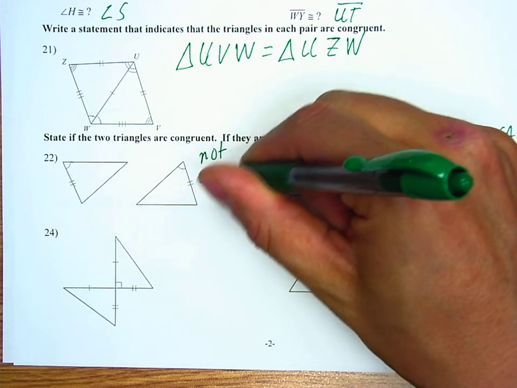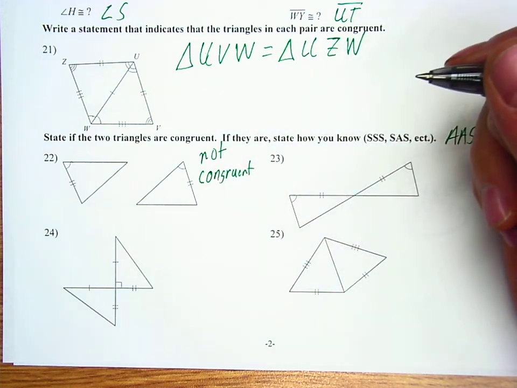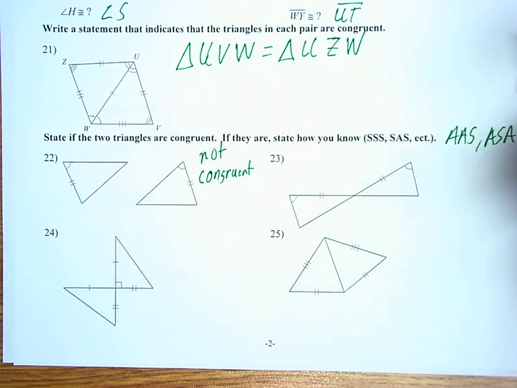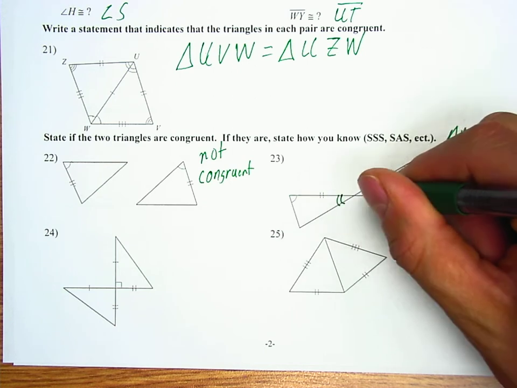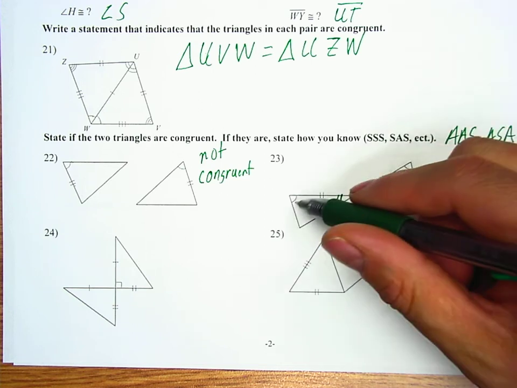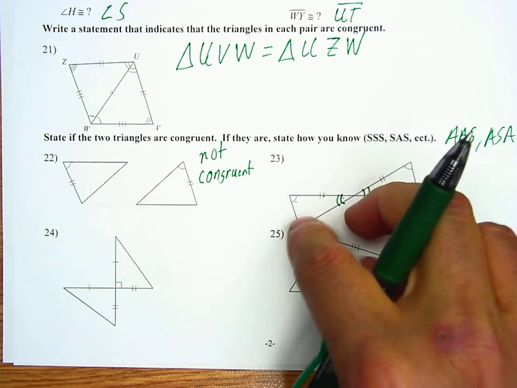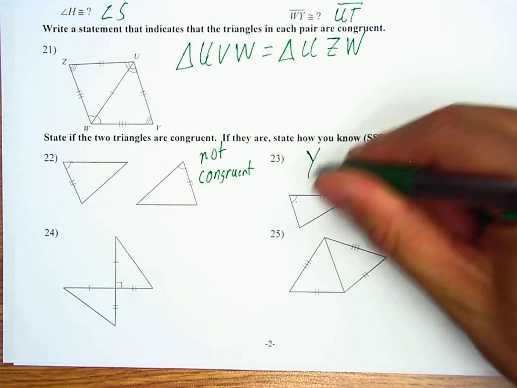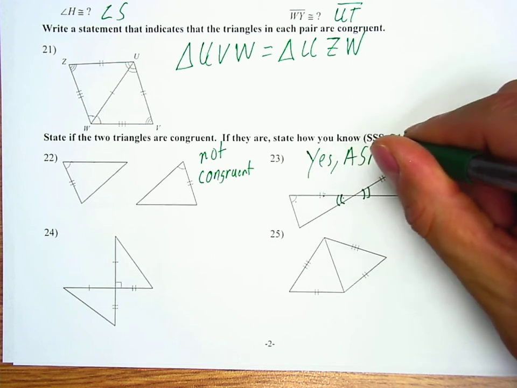Not congruent. And what I mean by not congruent is they can't be shown to be congruent. They can't be proven to be congruent. We can't prove it because we can't label a 3rd side or a 3rd angle as congruent here. Whereas on 23, because the angle in the middle is shared, it's vertical, so it's got to be the same on the left and the right. That one can be shown to be congruent by angle, side, angle. Again, here the side is between the 2 angles. So state if the triangles are congruent, yes. And if they are, state how you know. Angle, side, angle congruence.